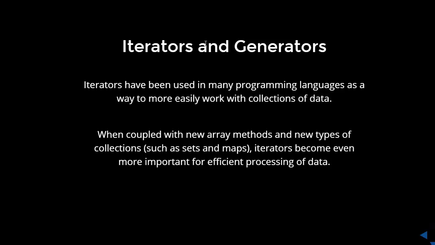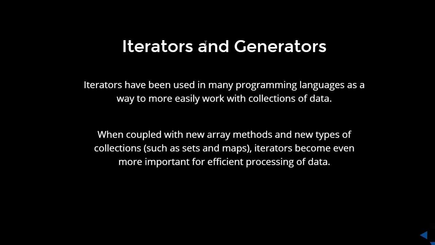Iterators have been used in many languages as a way to more easily work with collections of data, like a list, which is iterable, or a set, which is iterable. Couple of new collection objects were introduced, like set, map, list, arrays. We can iterate all those objects because we know the syntax. They have their own index. We can do iteration on the array, and we can do iteration on the set. These are called iterable objects because we can do the iteration on them.